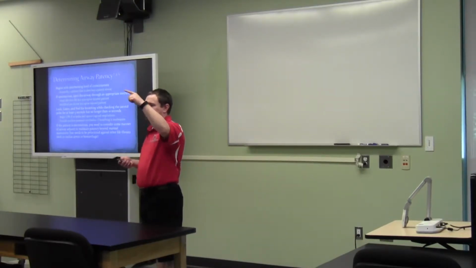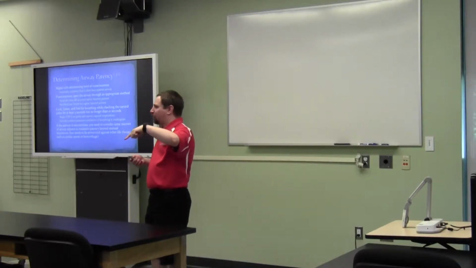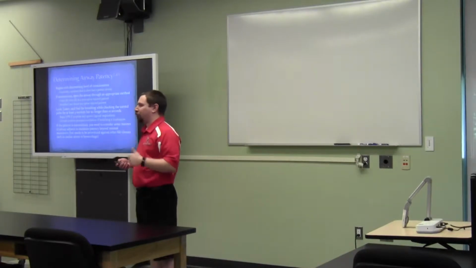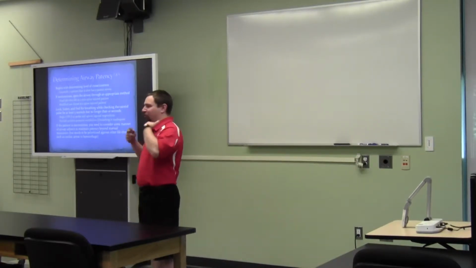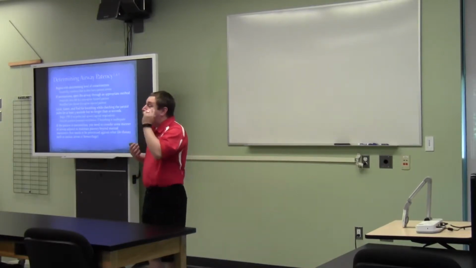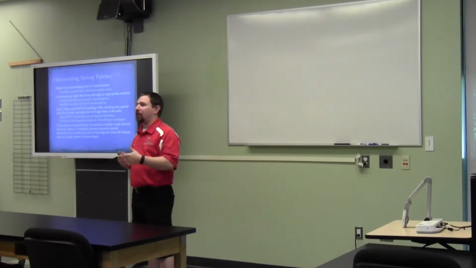Okay, so if your level of consciousness is depressed to a level of 8 or lower, you're probably not going to be able to control your own airway very well, and we want to get really good control over it. The idea is that if you're not alert and conscious enough to protect your own airway, you need to start thinking about doing that for them.